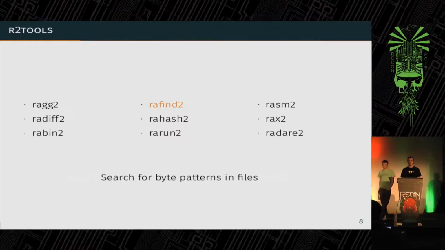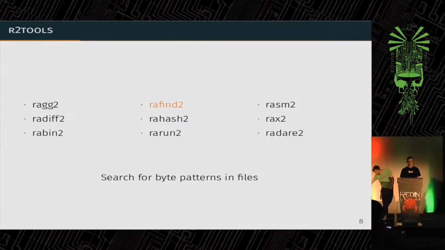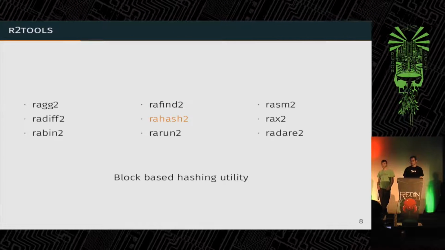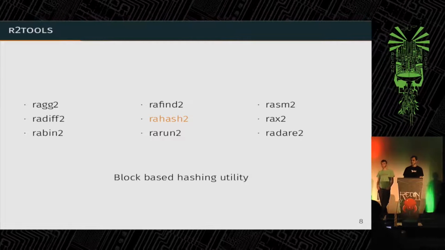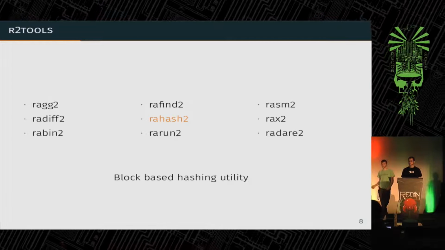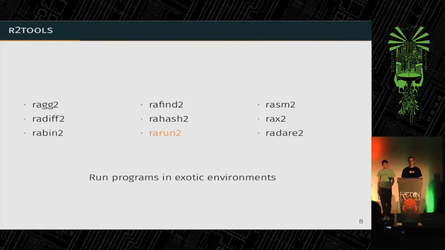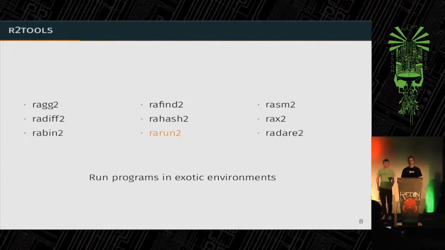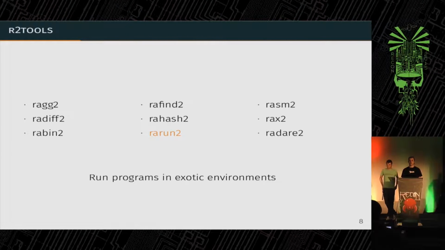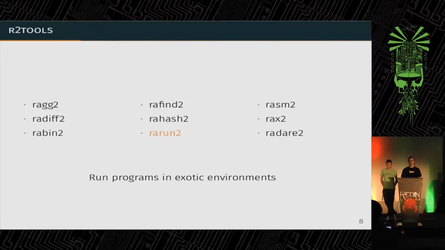Rafind is used to search patterns in files, like you can use it when you are reversing firmware, for example. Rahash2 is a block-based hashing utility. It can do MD5, SHA-1, SHA-256. Basically, if you want to compute hashes on blocks of a file or an entire file, it can do this. Rarun2 is pretty useful when you are doing CTF, for example, because you can run programs in exotic environments, like you can redirect stdin, stdout to a socket, or put some weird UID on it, or whatever. It is meant to completely control the environment of the binary execution.